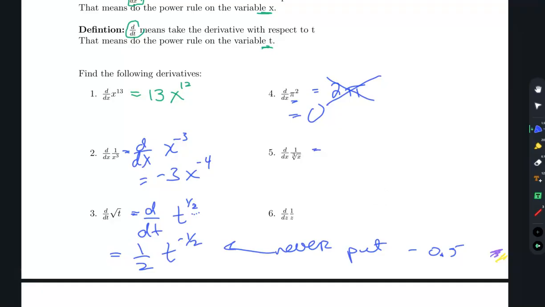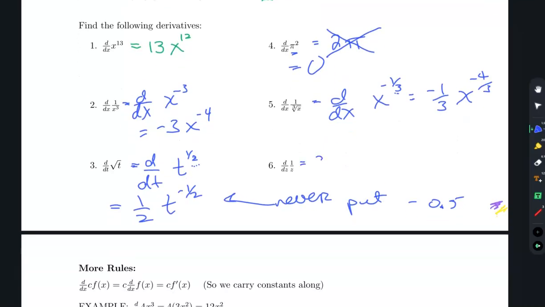Taking the time to rewrite this, I'm going to take the derivative of, and then rewriting this, it's negative and it's 1/3. So then I bring that negative 1/3 down, and then I subtract 1 from negative 1/3, and I get negative 4/3. Okay, and this one again, I'm going to rewrite. I'm just going to put the z to the negative 1 power. So now when I take the derivative, I get negative z to the negative 2 power.